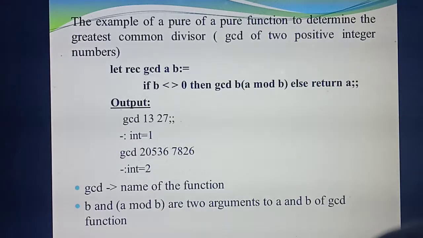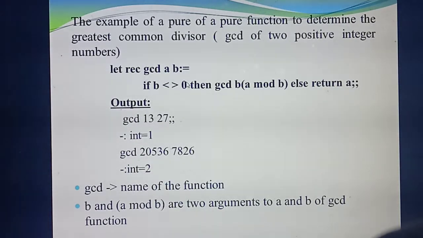So we can call this a recursive function. The function starts with keyword let, then the keyword REC, followed by the name of the function. What's the name of the function? GCD. Then followed by the variables. How many variables are there? A and B, to find GCD. GCD means, just like LCM, you are going to find the greatest common factor or highest common factor.